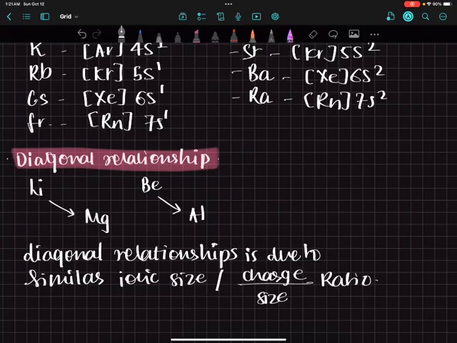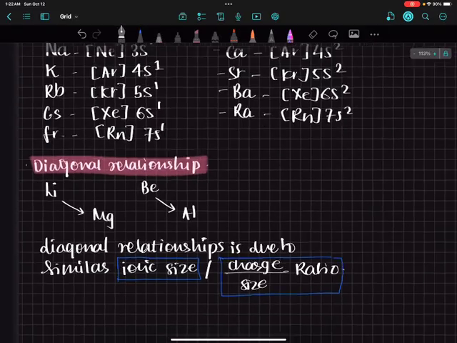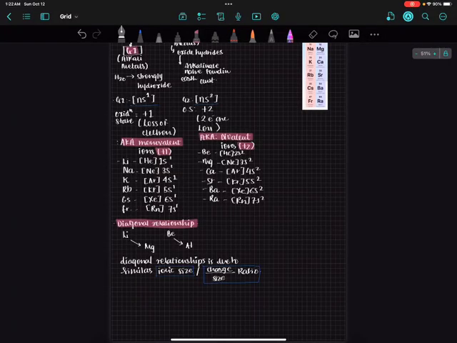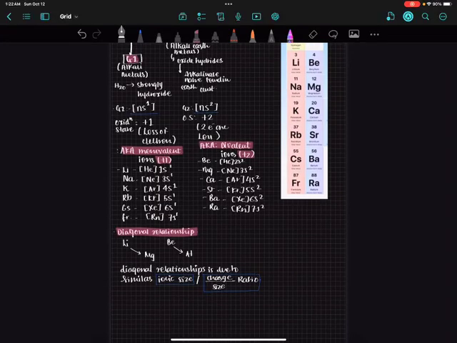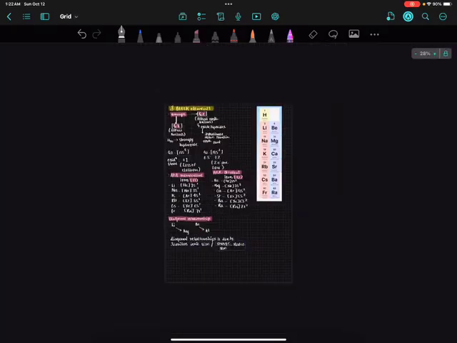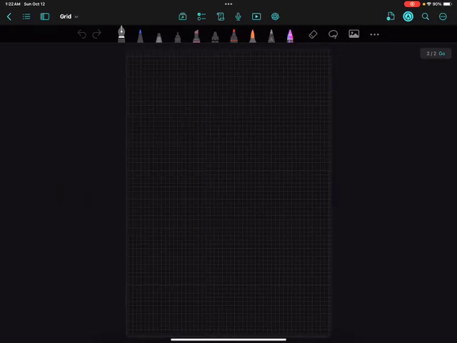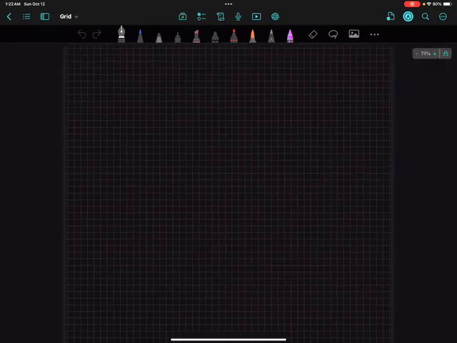This is the most important thing. The diagonal relationship is due to ionic size or due to charge to size ratio. This is the important thing we should know in the diagonal relationship, like why there is a relationship between the two elements. Now let's come to the next section, that is the physical properties.